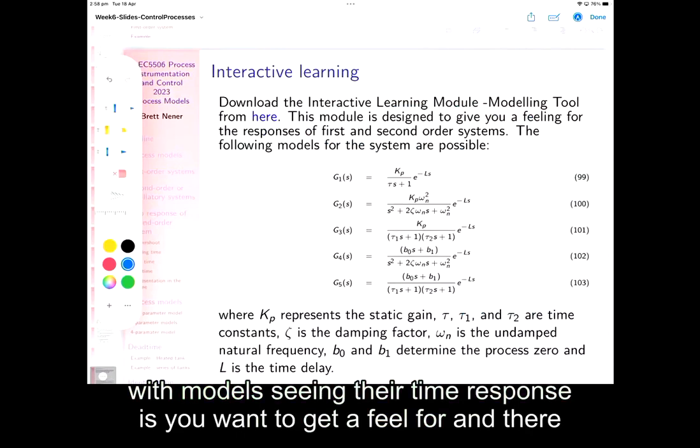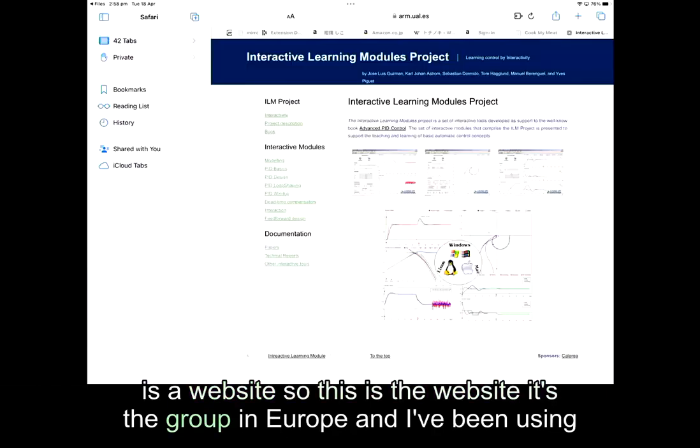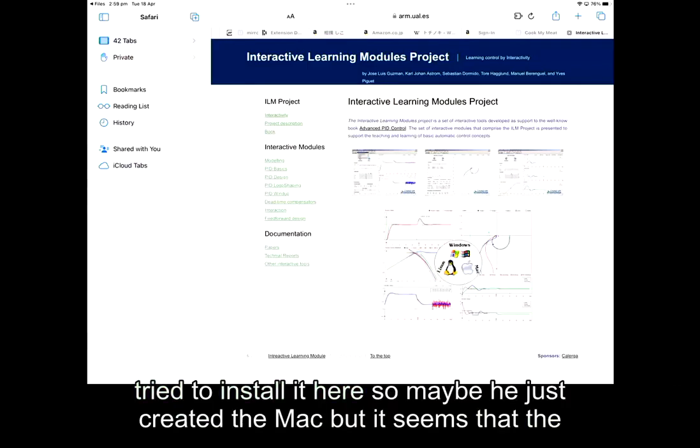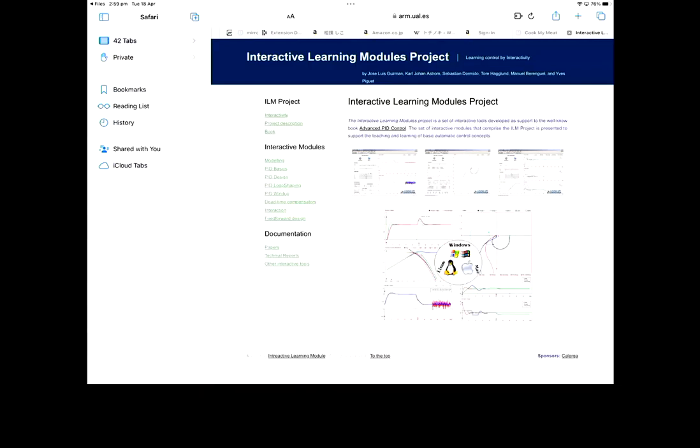Okay. Now, playing around with models, seeing their time response is something you want to get a feel for. And there is a website. All right, so this is the website. It's a group in Europe, and I've been using this for a while, but then last year it didn't work. So I wrote to ask them to upgrade it. But I just tried to install it here. So maybe they just upgraded the Mac version. But it seems that the Windows version is for Windows 32. I don't know if it's on now. Well, this has been around a long time. So I had to change it to a Mac. I thought he'd do it.